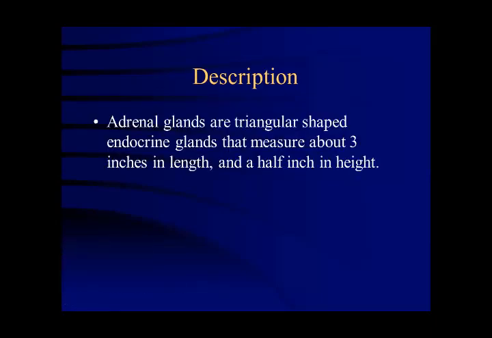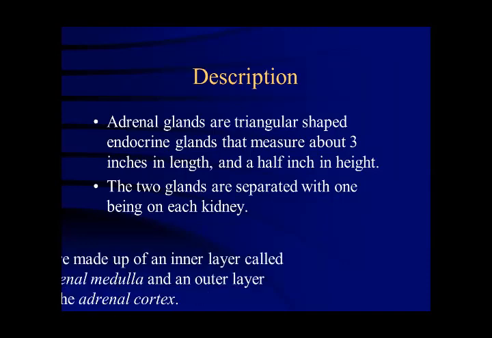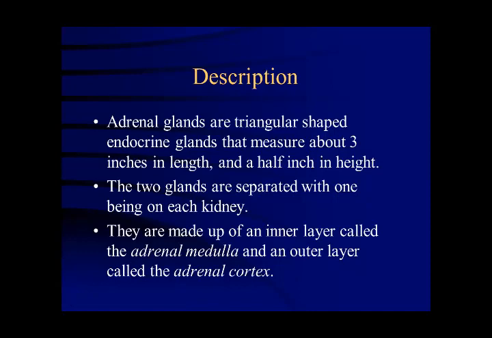I told you that adrenal glands are triangular in shape and they measure about 3 inches in length and half an inch in height. They are separated from one another on each kidney, and the kidneys are lying in the lumbar area, on the posterior peritoneal wall. They are made up of an inner layer called the adrenal medulla and an outer layer, the cortex, as I told you in the previous slide.